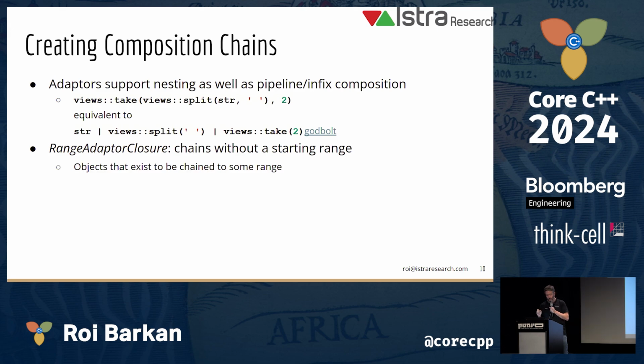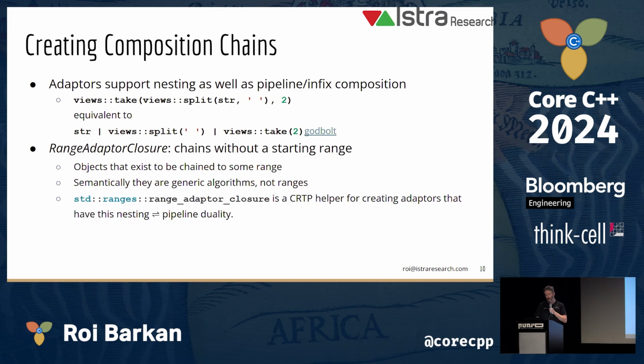And the thing is that these are objects whose only reason to exist is to be chained later on to some range, so we can start iterating through it. And semantically, when I see a range adapter closure, I basically think this is an algorithm, not a range. And typically, when I want to write an adapter, what I want to write is a range adapter closure.